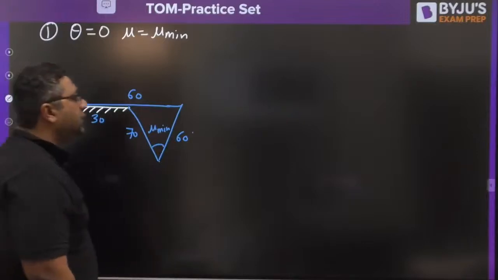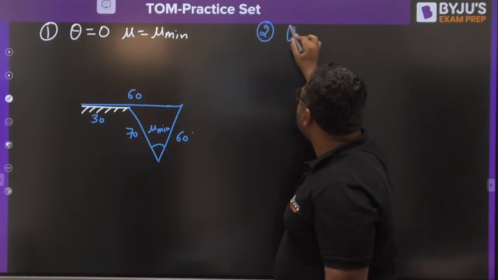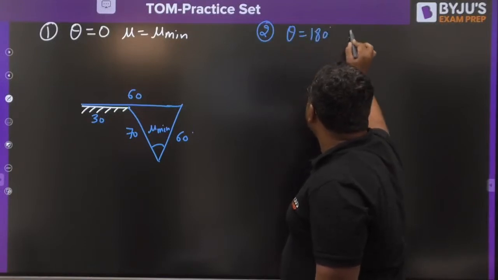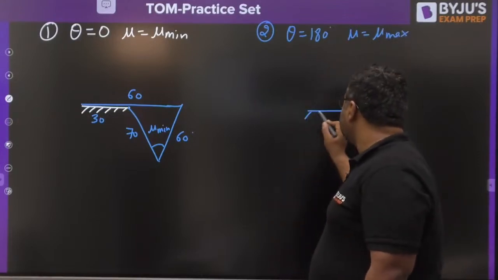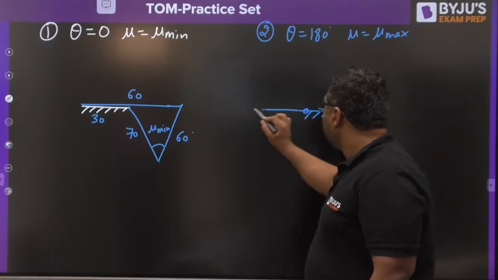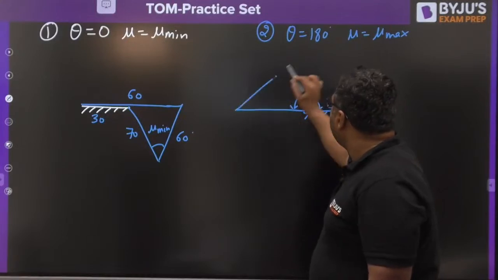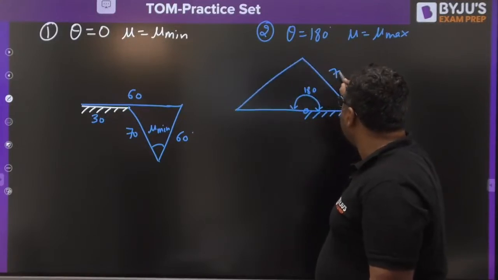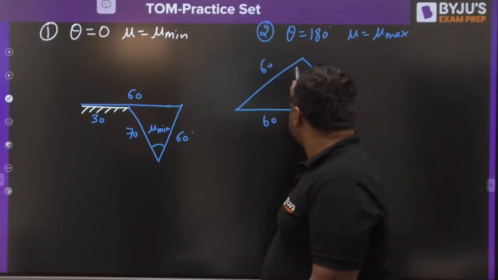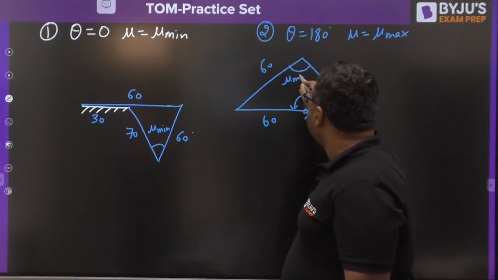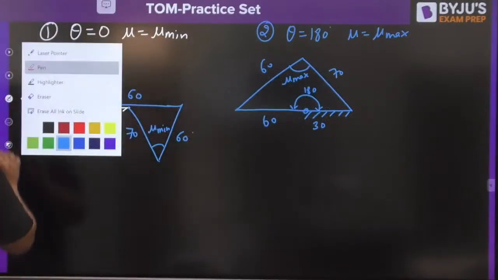Okay guys, and when you want mu maximum, then what you will be doing? If you want theta equals 180 degrees and mu is going to be mu maximum, that is relatively easier, because this is 30, this is going to be 180. This is 70, 60, 60 and 30. Now you know this is going to be mu maximum. Now you just need to apply the equation, or cosine rule, you can say.